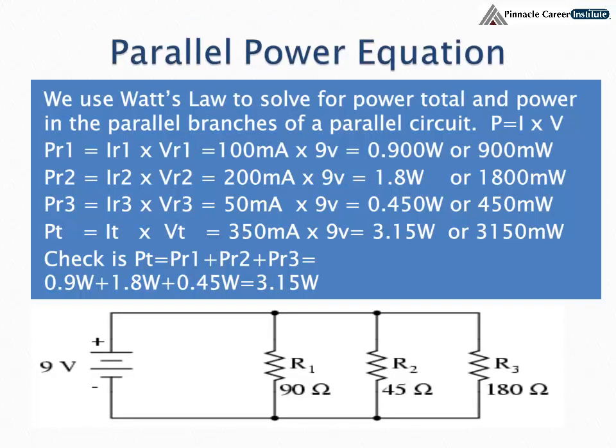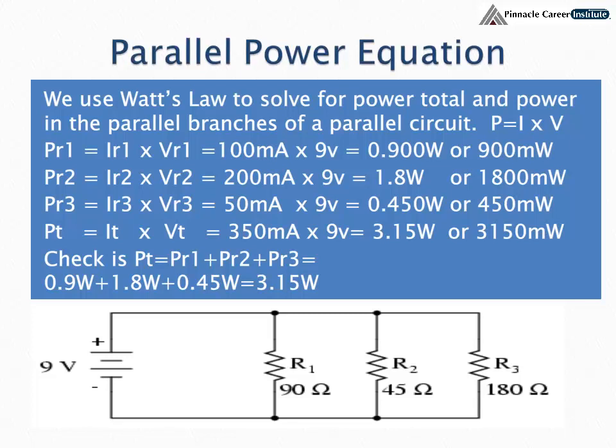Parallel power equations are just like series power equations. Power equals I times V. We've already solved for I and V in each of our different resistors, so we're going to do the same thing. PR1 equals IR1 times VR1. That's 100 milliamps times 9 volts, which gives us 0.900 watts or 900 milliwatts. We apply the same step to PR2 and PR3. IR2 times VR2 equals 200 milliamps times 9 volts, which gives us 1.8 watts or 1800 milliwatts.